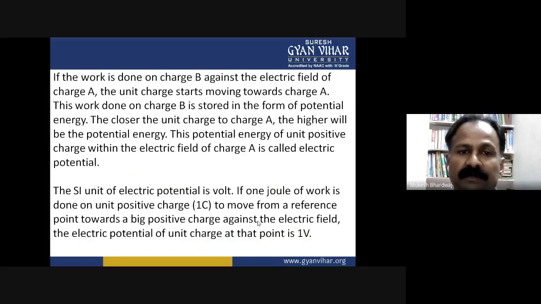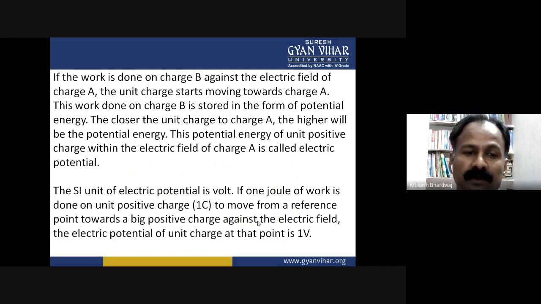If work is done on the charge B against the electric field of the charge A, the unit charge starts moving towards charge A. This work done on the charge B is stored in the form of potential energy. The closer the unit charge is to charge A, the higher the potential energy. This potential energy of a unit positive charge within the electric field of charge A is called electric potential. The SI unit of electric potential is 1 volt.